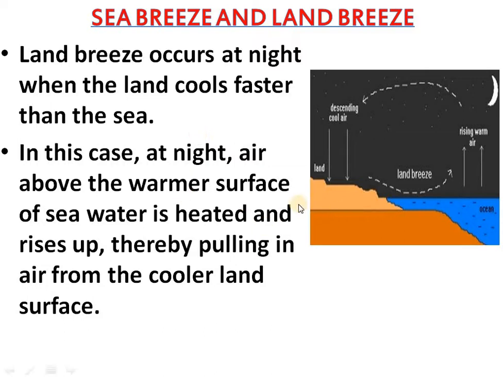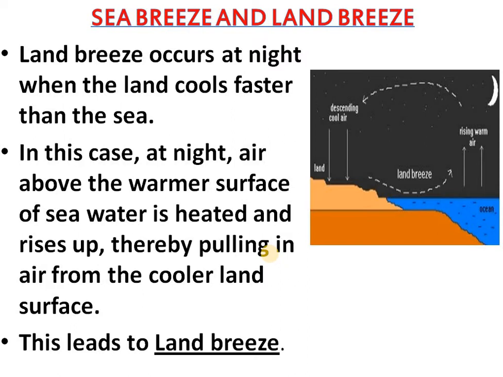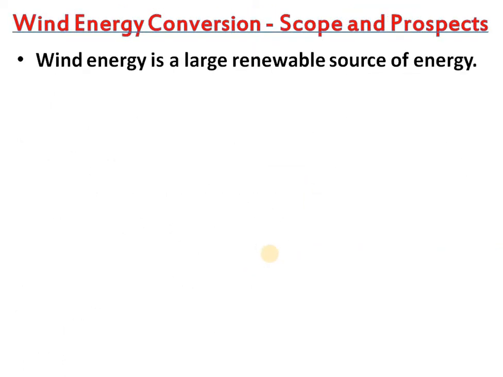At night, air above the warmer surface of the sea water is heated and rises up, thereby pulling in air from the cooler land surface. So this leads to land breeze. Air blows from land to sea at night. This is called land breeze. So this idea is clear.